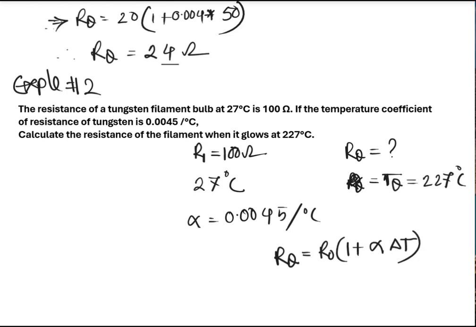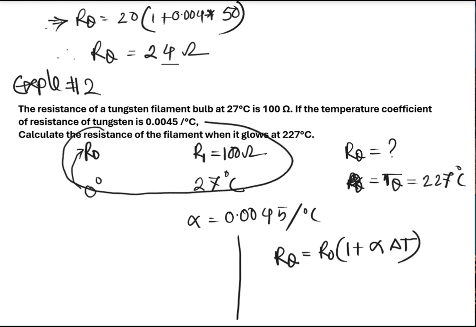It means the reference resistance is not given in this question. So R naught here means the resistance at 0 degrees Celsius. So at 0 degrees Celsius, the reference resistance is R naught, that we have to calculate first. Then we can calculate the final value, which is actually asked in the question, right? So if we calculate the value of R naught, we can use it in this equation.